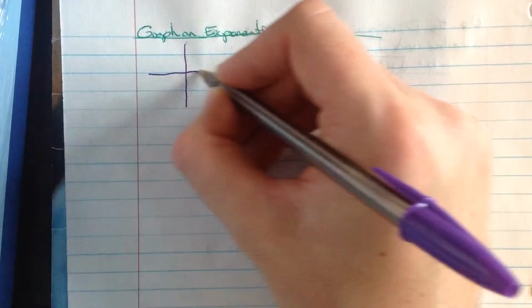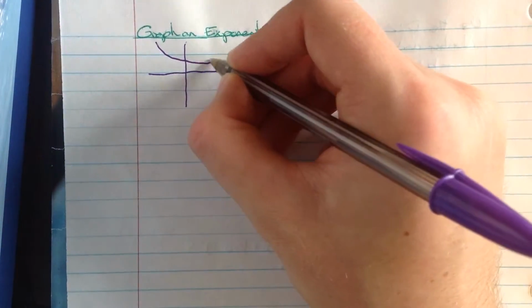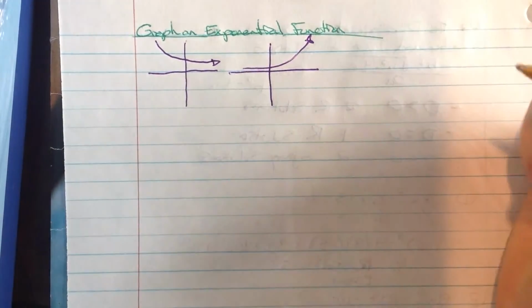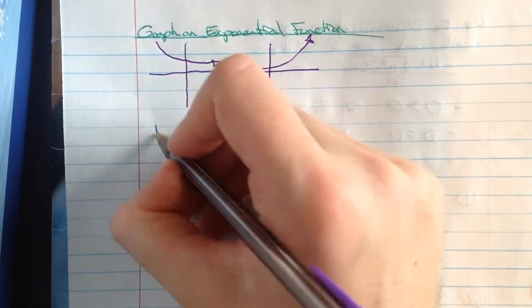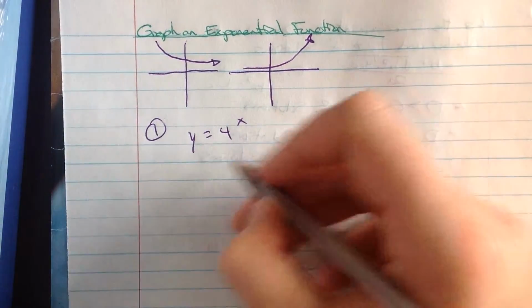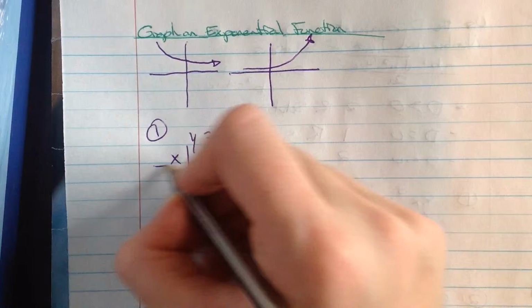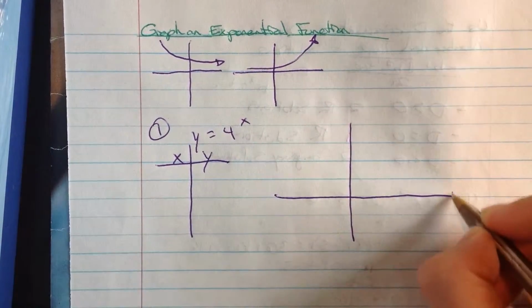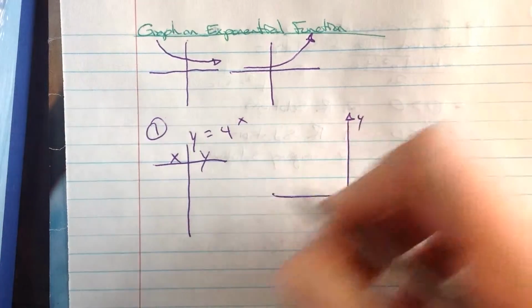Graphing exponential functions. So exponential functions can look something like this, or they can look something like this. Given something like y equals 4 to the x, I think the easiest way to do this is just to make an xy table, and then we'll be able to create a graph from it.